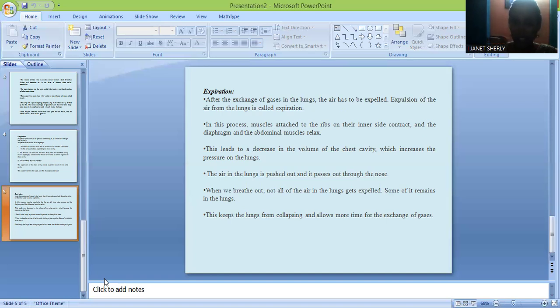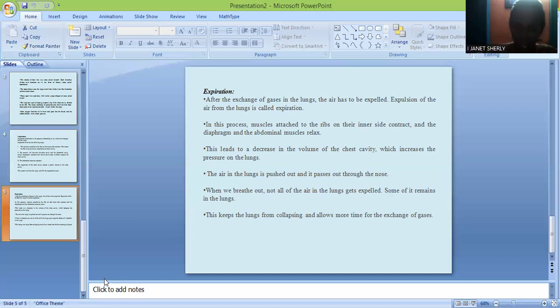I think I have to repeat this again. When you expel air, when expiration happens, there is a decrease in the volume of the chest cavity. So this decrease in volume is going to increase the pressure on the lungs. And this increase in pressure is going to push the air out. And that passes through the nose.